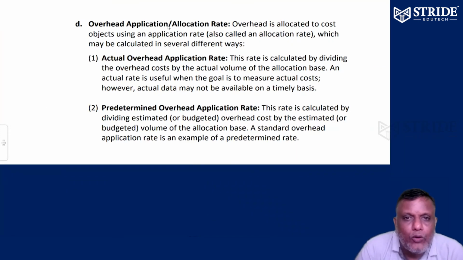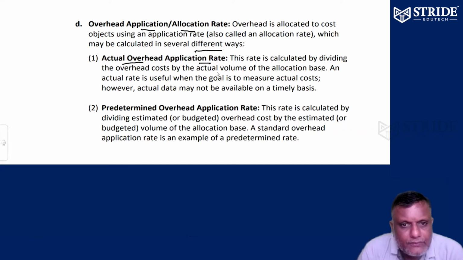Let's see, overhead application rate or allocation rate. Overhead has to be allocated in different ways. There are two things: the actual overhead application rate and the predetermined overhead application rate.